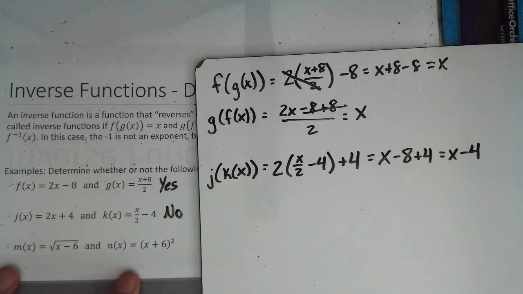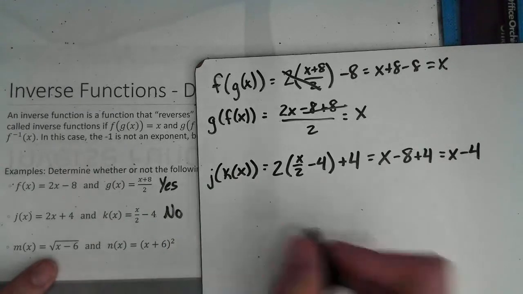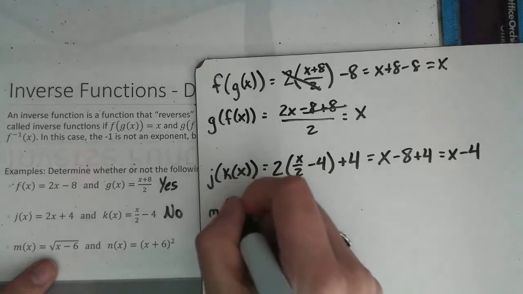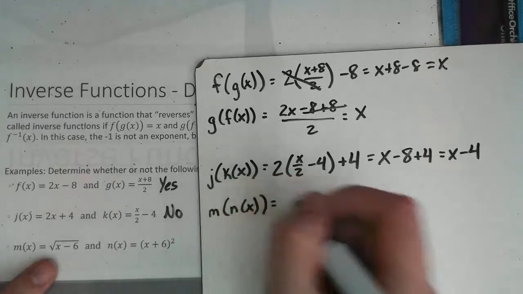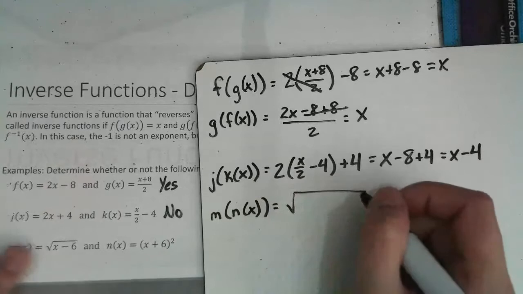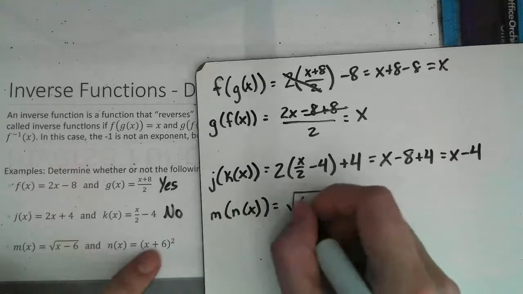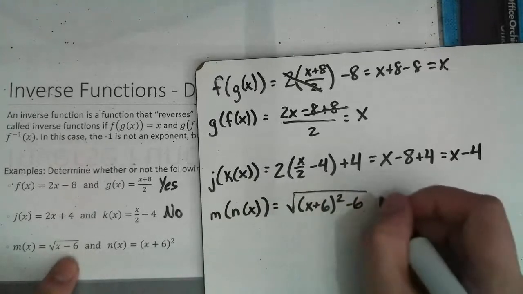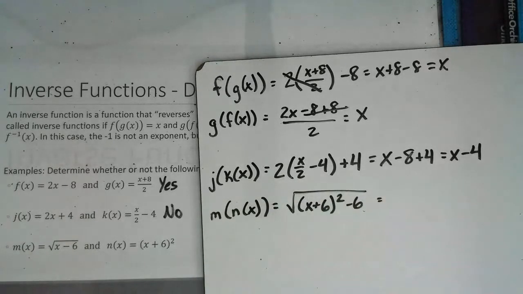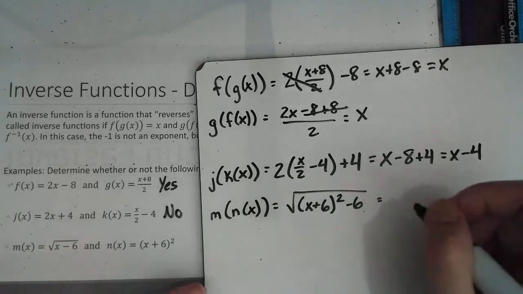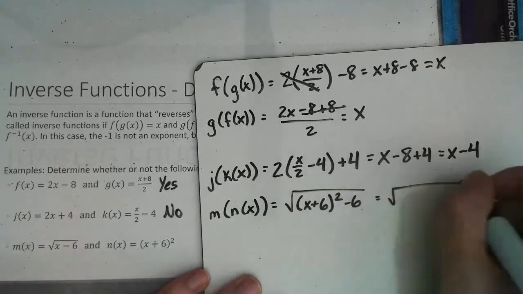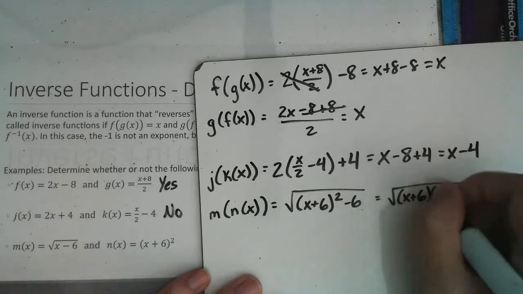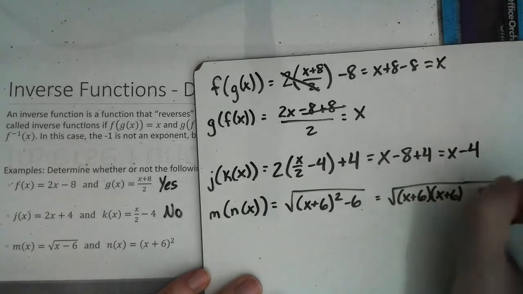Finally, we have m of x and n of x. We have the square root of x minus 6 and x plus 6 in parentheses squared. So we'll start with m of n of x. So we'll have the square root of, I'm replacing my x with x plus 6 quantity squared, and then we have a minus 6. That x plus 6 in parentheses squared, I'm going to have to FOIL that out. So that's going to be x plus 6 times x plus 6, and then I have a minus 6 out back.